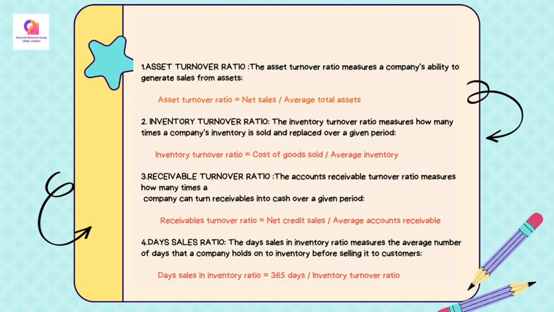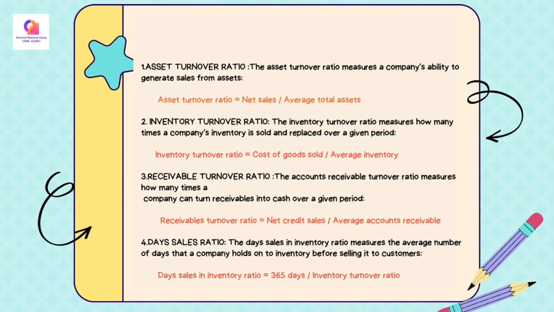The inventory turnover ratio measures how many times a company's inventory is sold and replaced over a given period. The formula is: inventory turnover ratio is equal to cost of goods sold upon average inventory.